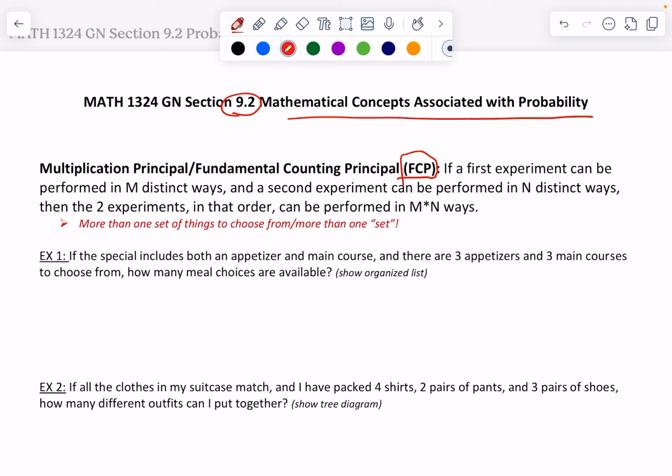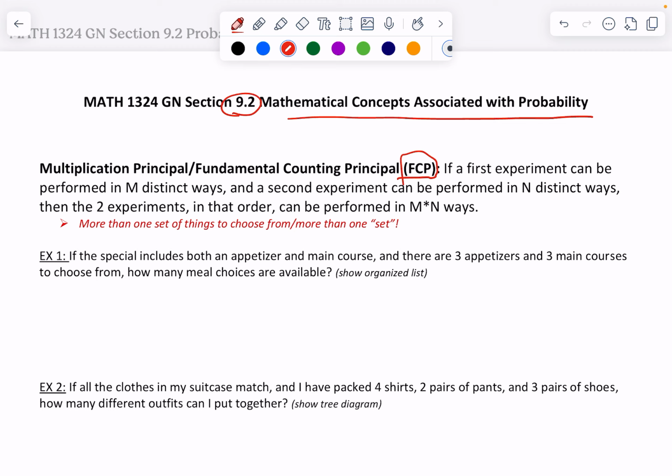If a first experiment can be performed in m distinct ways and a second experiment can be performed in n distinct ways, then the two experiments in that order can be performed m times n ways. So this is for more than one set of things to choose from. Okay, let's look at this example.